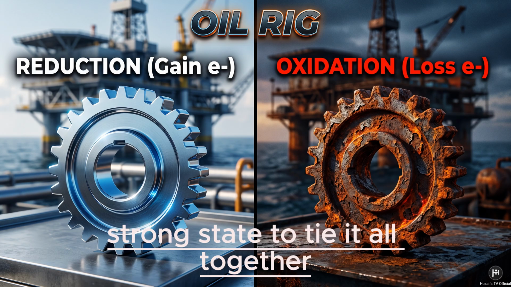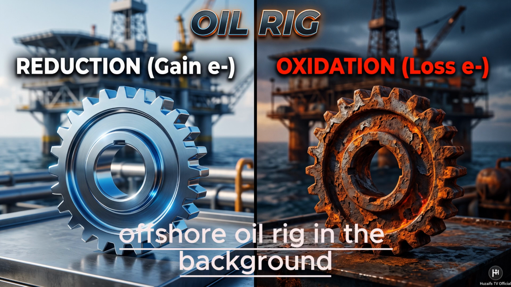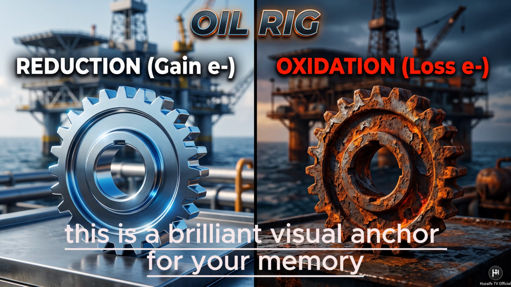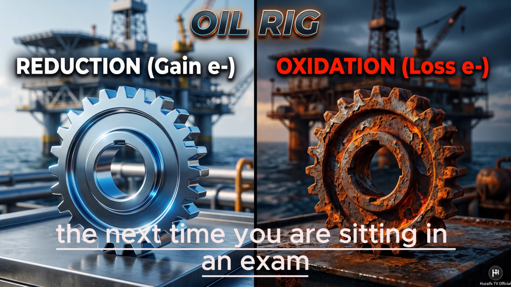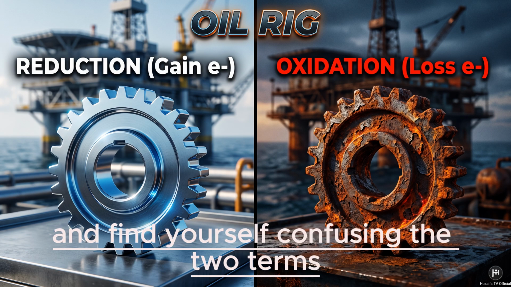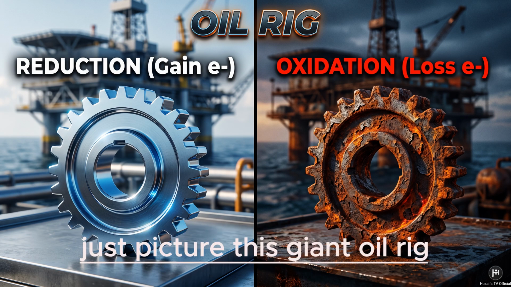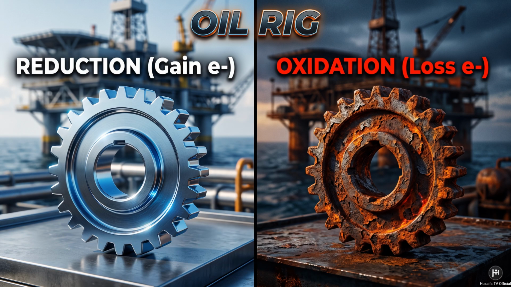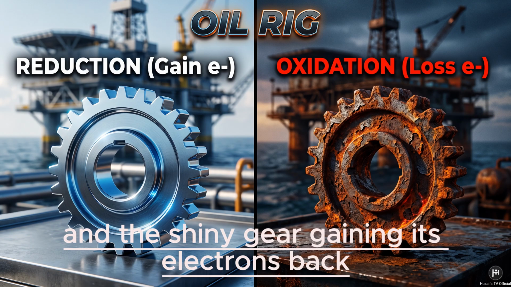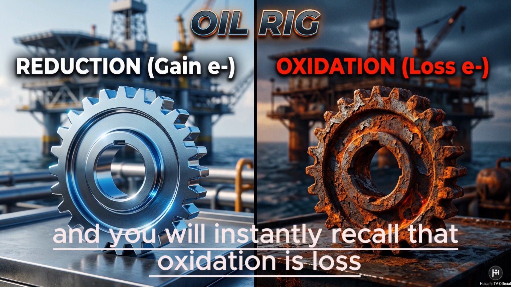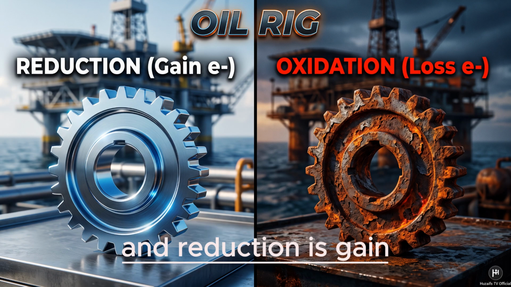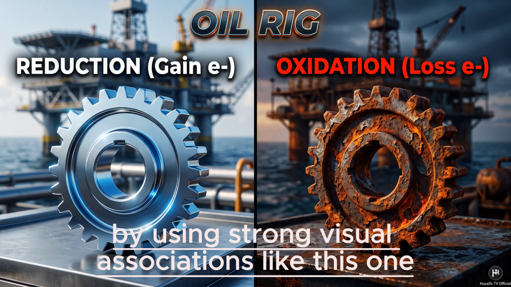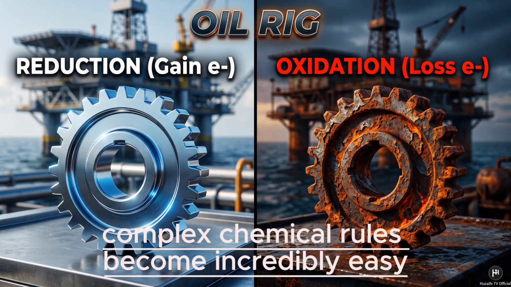To tie it all together, the graphic features a massive offshore oil rig in the background. This is a brilliant visual anchor for your memory. The next time you are sitting in an exam and find yourself confusing the two terms, just picture this giant oil rig sitting out in the ocean. Remember the rusty gear losing its structure, and the shiny gear gaining its electrons back. And you will instantly recall that oxidation is loss, and reduction is gain. By using strong visual associations like this one, complex chemical rules become incredibly easy to master.